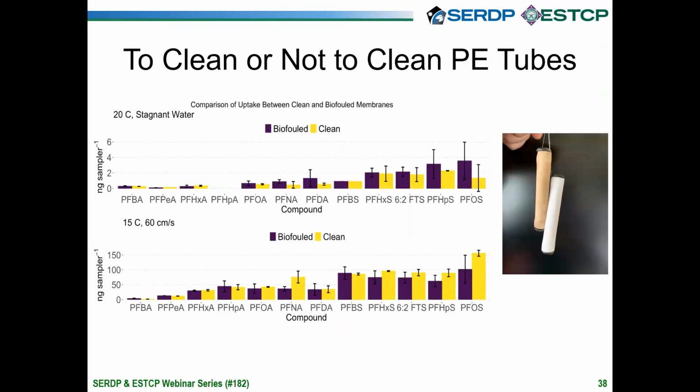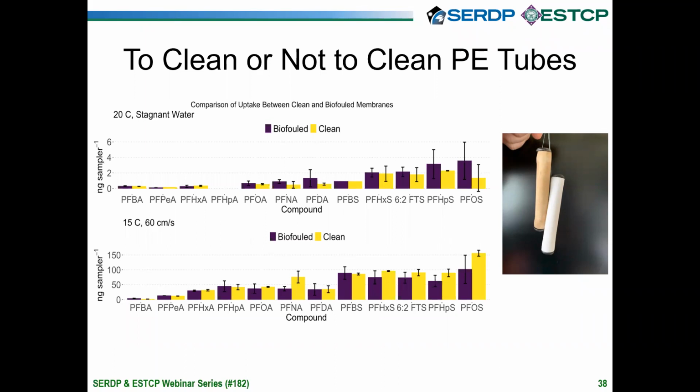Of course, some of you who are working in the field are probably aware of one of these nagging problems. What happens if your sampling tool gets biofouled? How does that affect uptake? So in this case, Matt Dunn, who was working on this for his PhD, took a couple of these polyethylene tubes, let them biofoul in the natural environment, removed the PFAS, and then reused them as a new biofouled sampler.